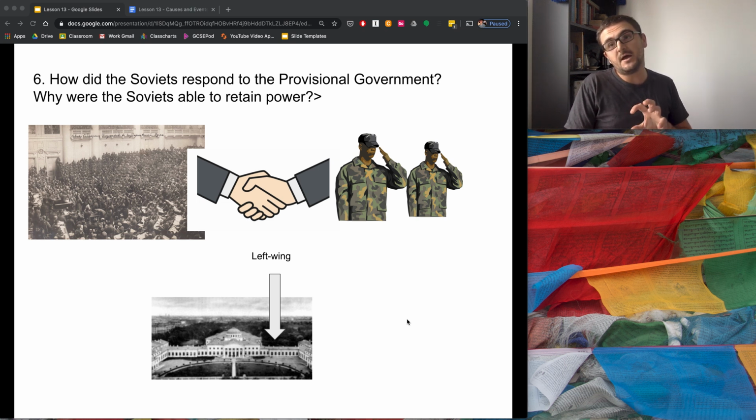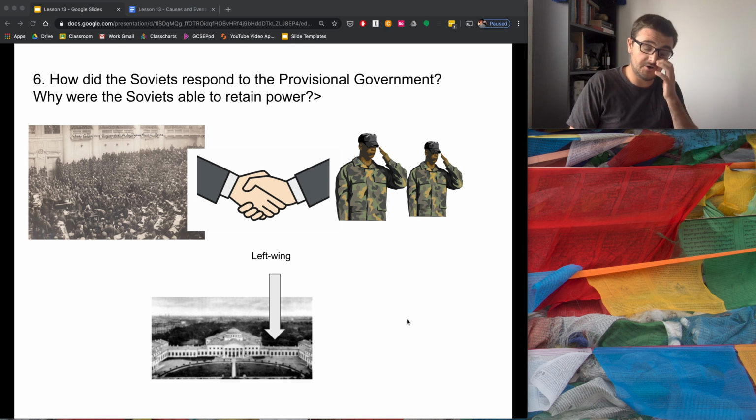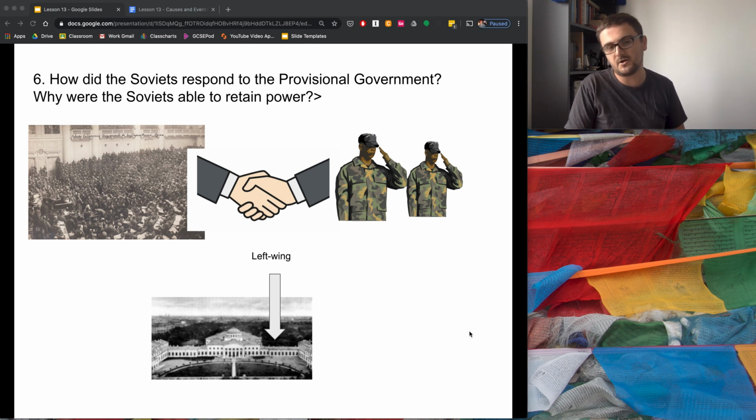So, the Soviet set it up as a rival for power in many ways, and they set themselves up in the left wing of the Tauride Palace. Now, the Soviets were primarily made up of socialists, Mensheviks, social revolutionaries, and a small number of the Bolsheviks as well.